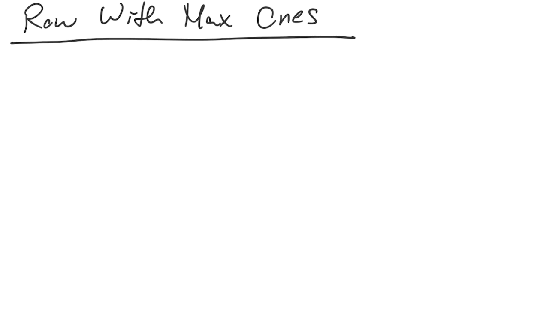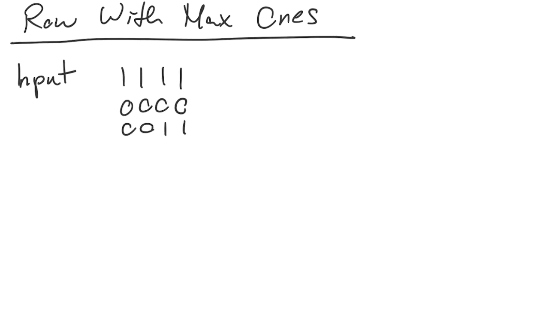Okay, so just to review the problem once again, we're given a matrix as input. So something like 1, 1, 1, 1, 0, 0, 0, 0, 0, 0, 1, 1, 0, 1, 1, 1. Okay, so the important feature of this is that the rows are sorted. So the zeros are always to the left of the ones. And so in this case, the algorithm should return 0 because the 0th row contains the most ones, the max ones.